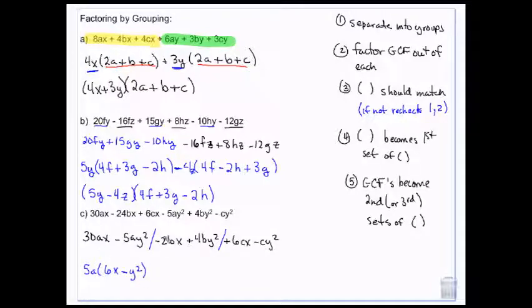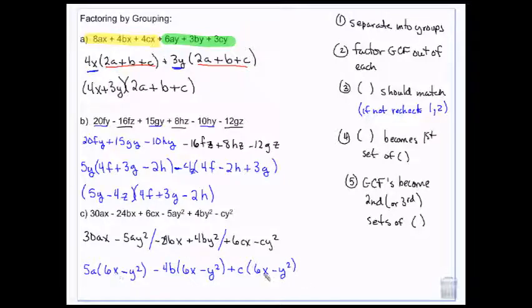And from this group, I'm going to take out, sorry, that's 24bx, not 2. From this group, I'm going to take out a -4b, and I'll get 6x minus y squared. And from this group, I'll take out just a c, and I'll get 6x minus y squared.